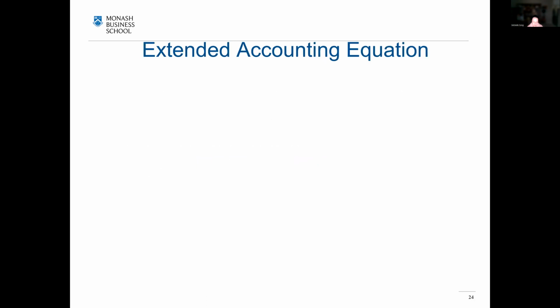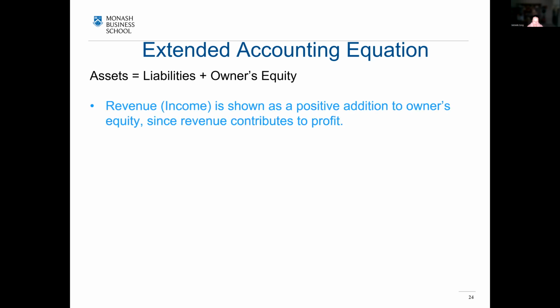Now, so far, we have talked about 3 out of 5 accounting elements. We talked about asset, liability, and owner's equity on the accounting equation. If you remember, we actually have 5 accounting elements. In addition to asset, liability, owner's equity, we also have income and expense. So how do we fit income and expenses into the accounting equation?